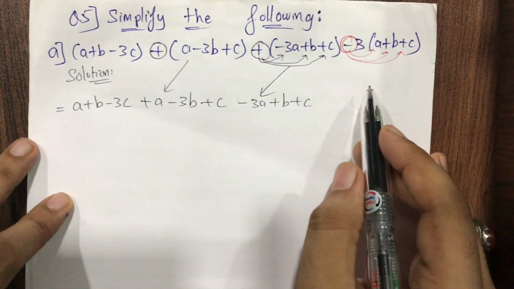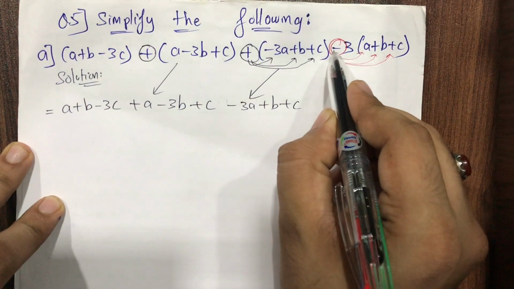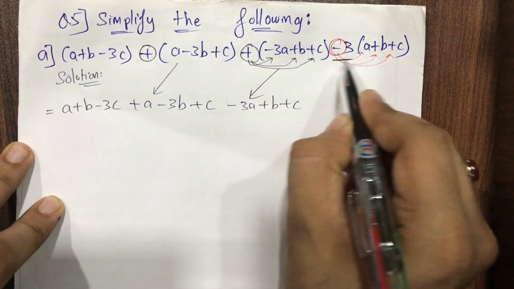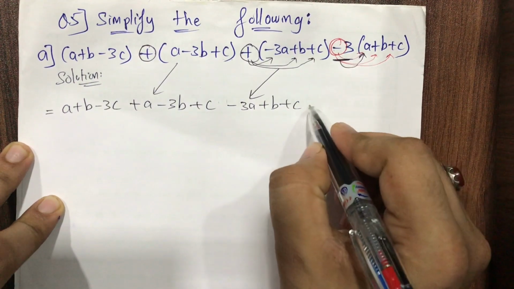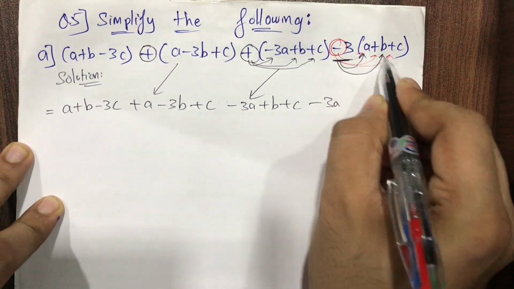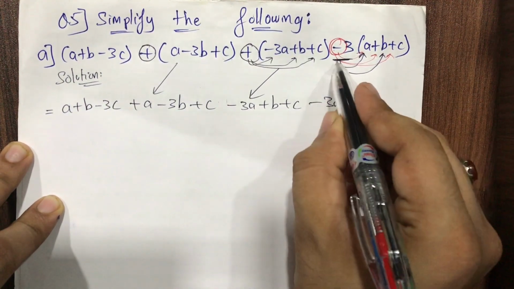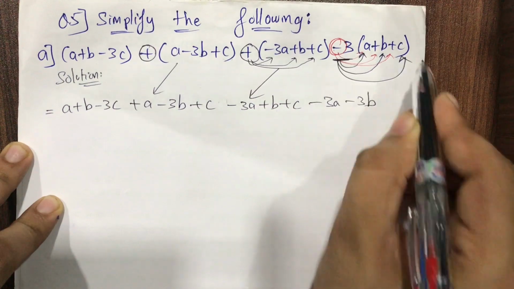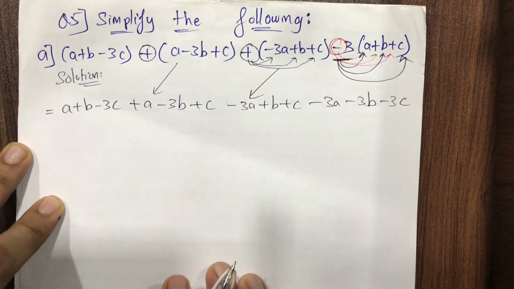Okay, now next, pay attention here. It's minus 3, it's minus outside and 3. So now this minus 3 will be multiplied with this a. When minus 3 gets multiplied with a, it will be minus 3a. When minus 3 gets multiplied with this b, this will be minus 3b. And when this minus 3 gets multiplied with this c, it will be what? Minus 3c. Okay.